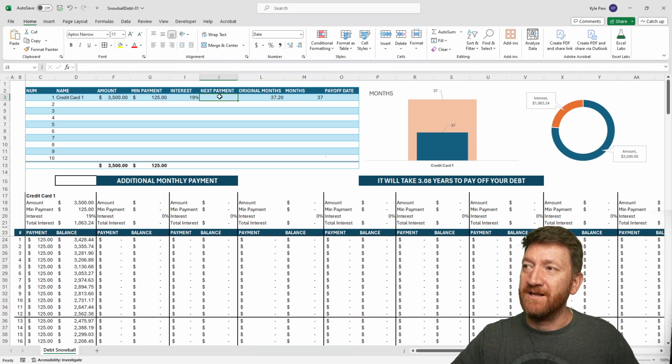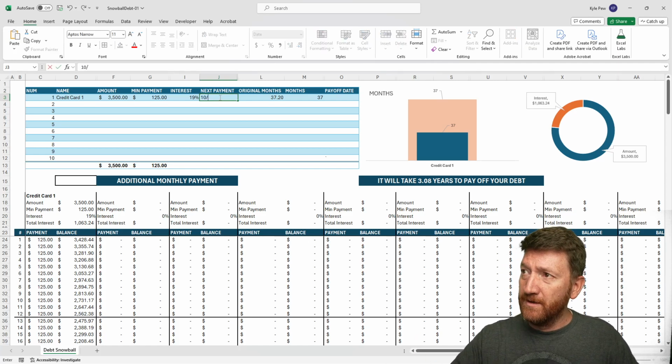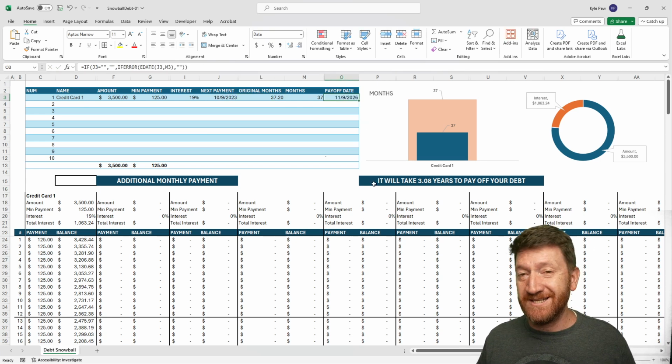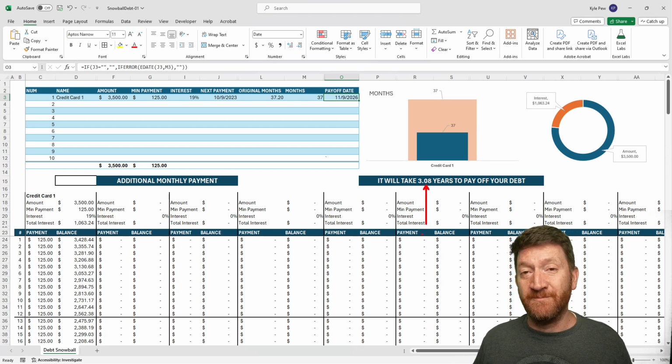All right. Let's see. In our next payment, it's currently September, so I'm going to say October. We'll say October 10th is my next payment. So it'll be sometime in 2026 where I finally pay that card off. Roughly 3 years to pay that $3,500 credit card debt at 19%, paying the minimum $125. All right, what do you think?